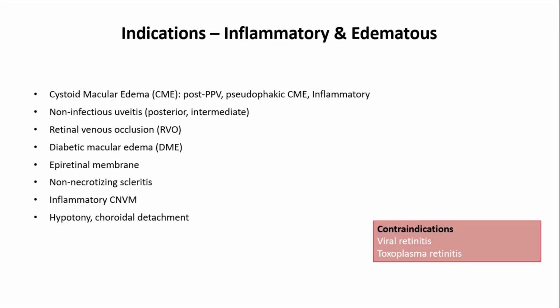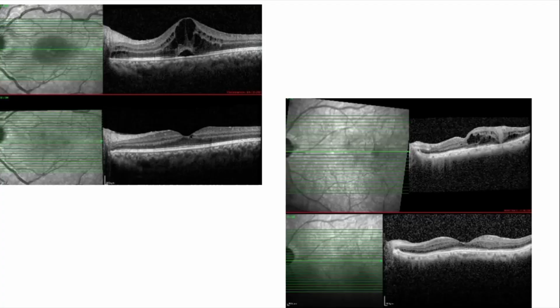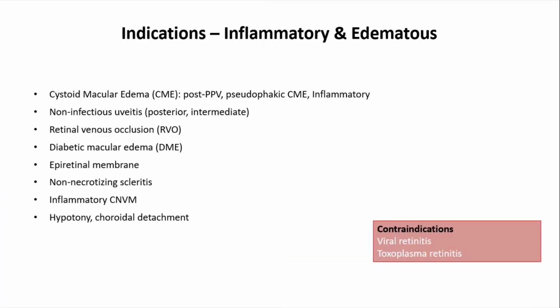cases of scleritis also, though we have to be pretty cautious while injecting the medicine because the eye will already be very tender. And inflammatory CNVM also we can use it. And in cases where there is severe hypotony or choroidal detachment, in order to raise the IOP, we can use PST injection. Contraindications are infectious uveitis, especially viral and toxoplasma.